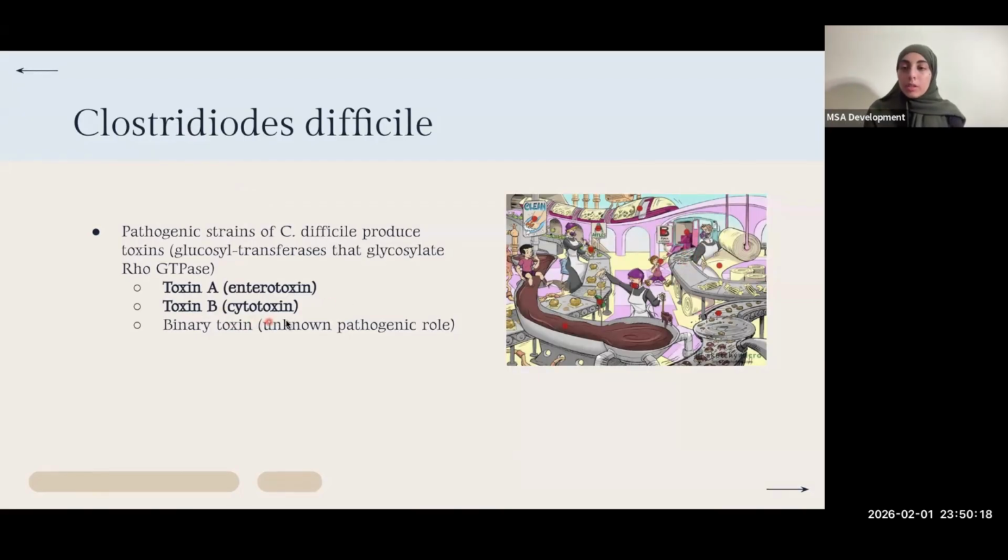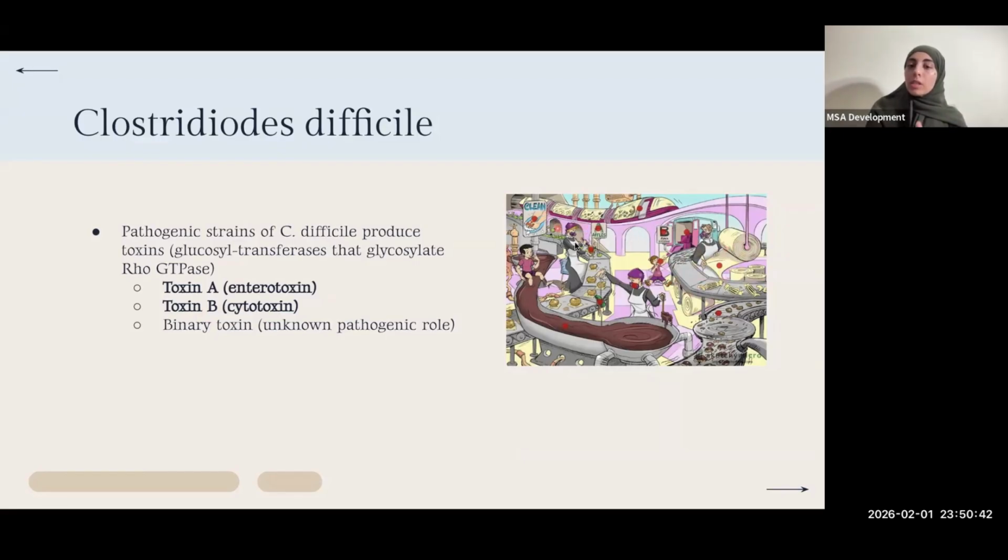Toxin B is a cytotoxin. Cytotoxin means that it destroys cells and kills them. So basically, toxin B goes to the actin polymers and destroys them. That's why this kid over here, I don't know if you can see it, is chewing on these actin polymers, destroying the structure of the cell, and the cell dies. And when the cell dies, you get the pseudomembrane formation, and that's why you get pseudomembranous colitis.